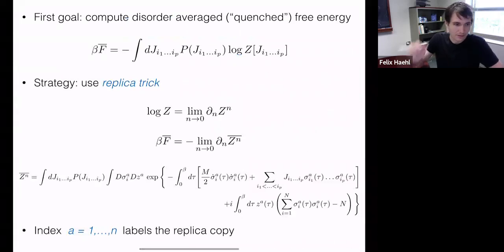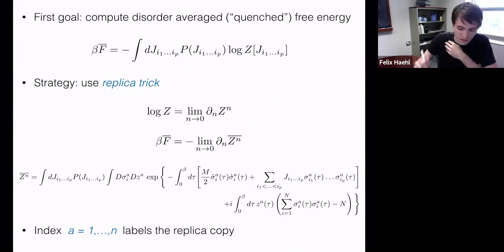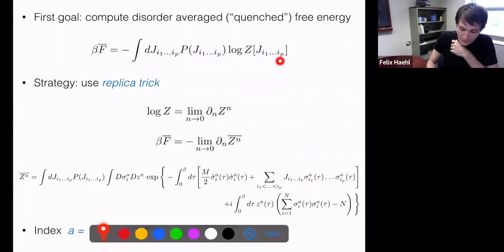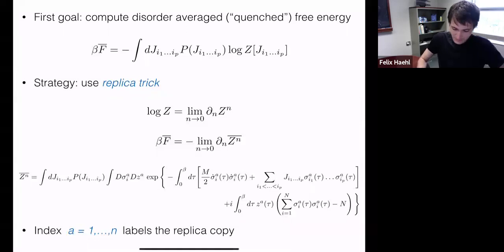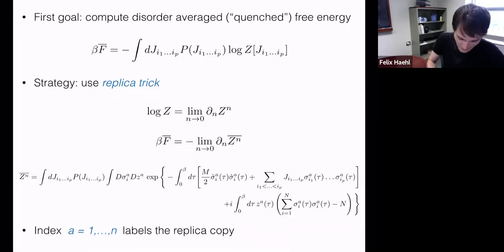Now, the first goal when you are presented with this is to compute this order averaged free energy. So we take log Z and average over couplings. And the tricky thing is that we have to take log Z first and then average over couplings. That's what makes life harder here, but more interesting.